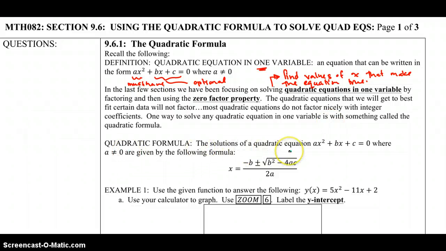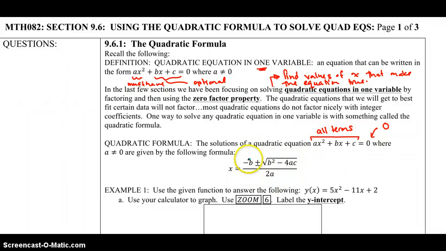The solutions of a quadratic equation, when we write it in this form, so again we have to have all of our terms on this side, set equal to 0, just like our first step when we were trying to use the zero factor property. And again, a can't be 0. We have to have the x squared term, and x terms and constant terms are optional. But to get the values of x that make this equation true, we're going to take the opposite of b, plus and minus the square root of b squared minus 4ac, all over 2a.